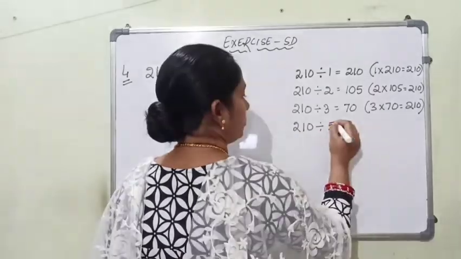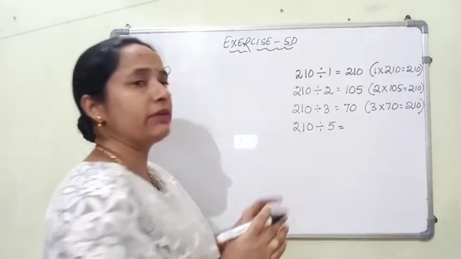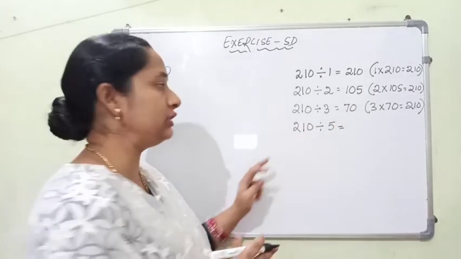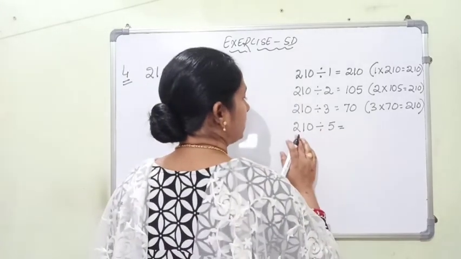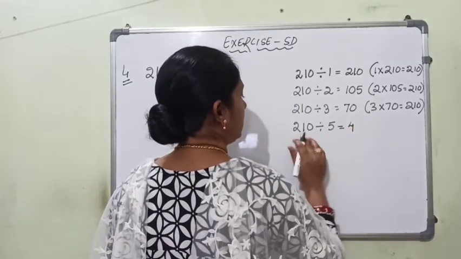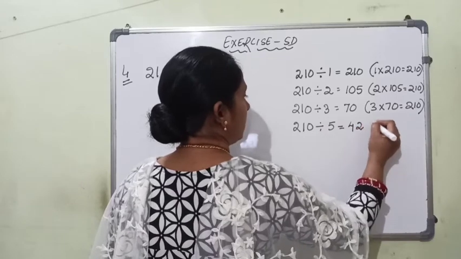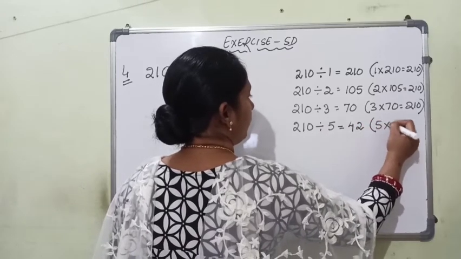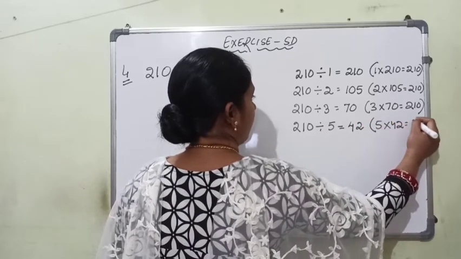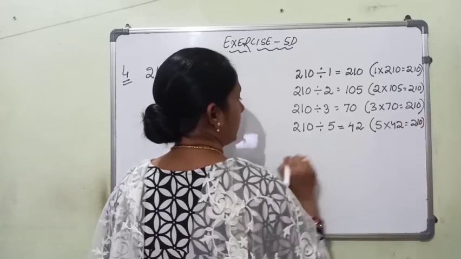So let's come to divide by 5. It can be divisible by 5 because we have a 0 at the unit place. 5 how many times will it go? 5 4s are 20 and 5 2s are 10. So 5 and 42 is another factor pair of 210.